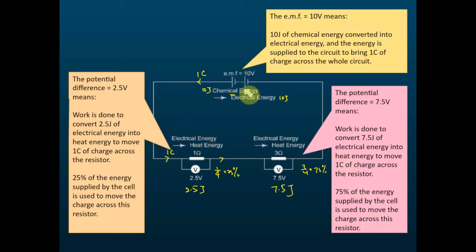EMF is how much energy you give to the circuit to move the charge, okay, for the whole circuit, and it converts from chemical energy or other forms of energy to electrical energy. Potential difference is just from one point to another point: how much energy, or how much work is done, to move the charge from one point to another point. Okay, that's the difference between EMF and potential difference.